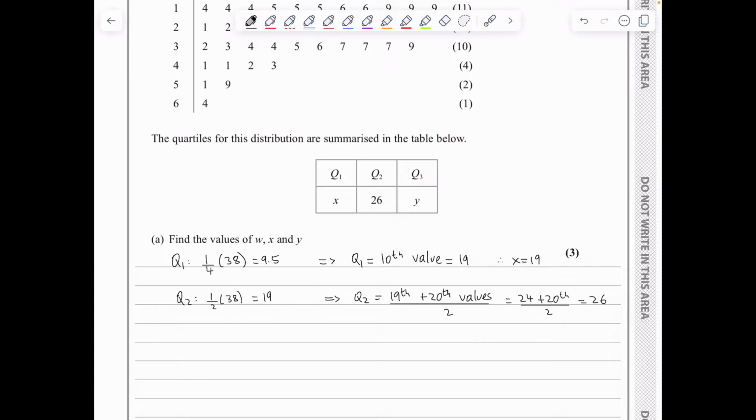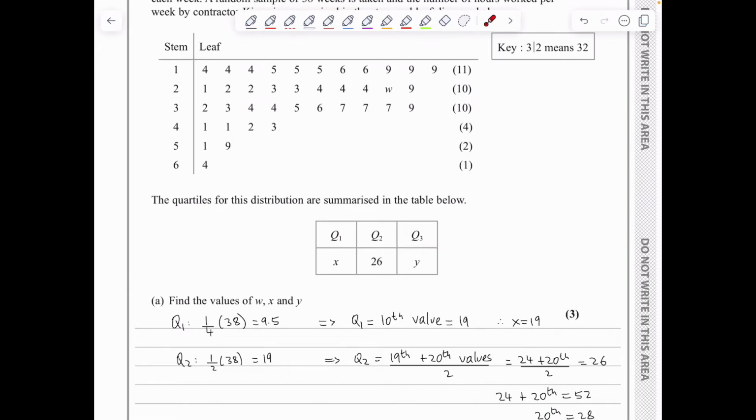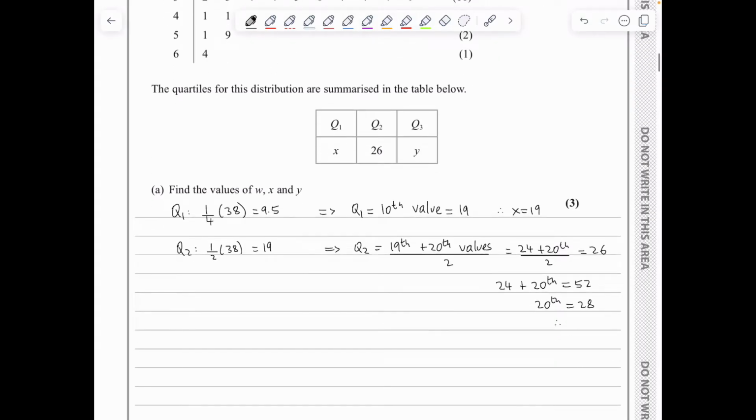So 24 plus the 20th observation must equal 52, which means that the 20th observation must be 28. Looking at the stem and leaf diagram, the 20th observation is here, so the stem is 2, and the units digit is the W, which means that W must be 8. So we've got W is 8. And we move on to Q3.